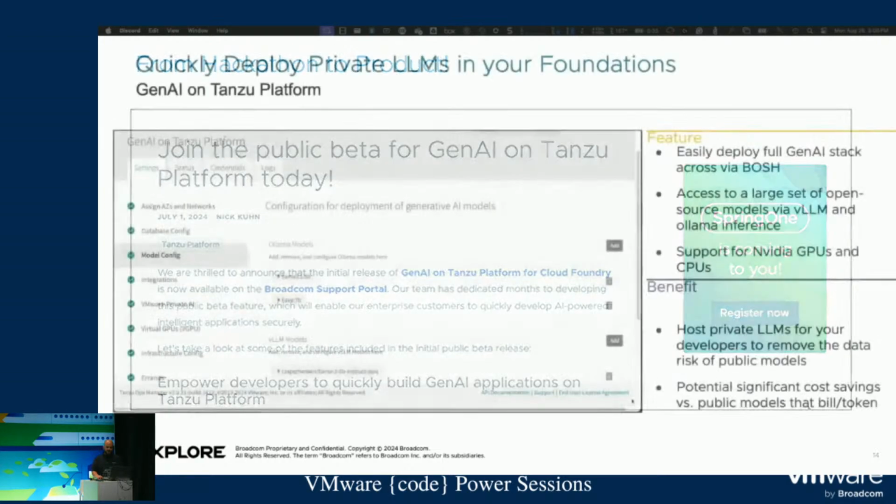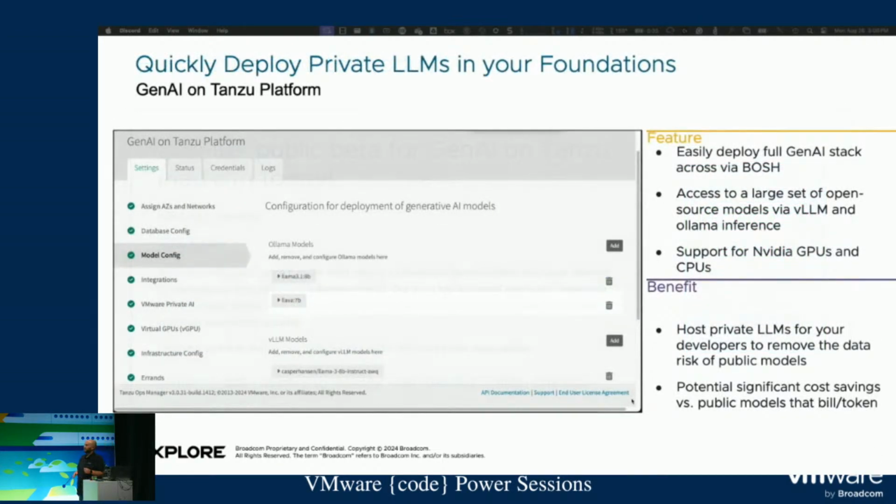What we're really trying to do here is make it really easy for you to quickly deploy large language models in your foundations. We use BOSH to deploy these large language models. We can support multiple inference engines like vLLM or Llama. We support GPUs and CPUs. So if you have some NVIDIA GPUs, we can make use of those, or if you have CPUs, we can do that as well. If you have VMware Private AI Foundation, we can broker into that as well. So we can support a mix of workloads, however you want to do that.